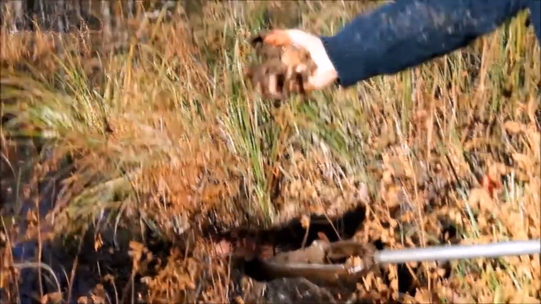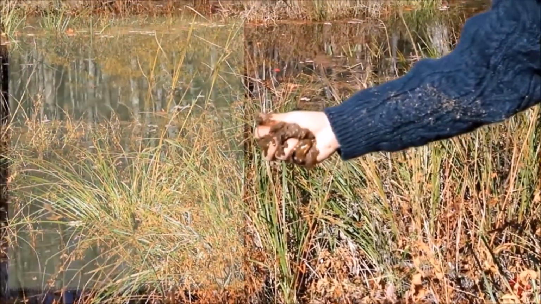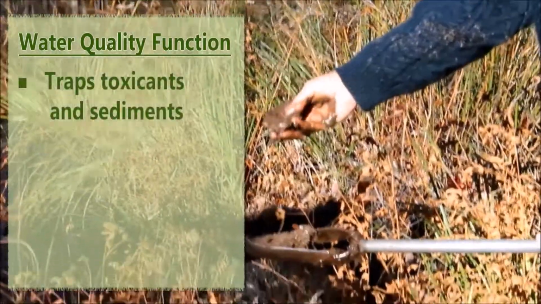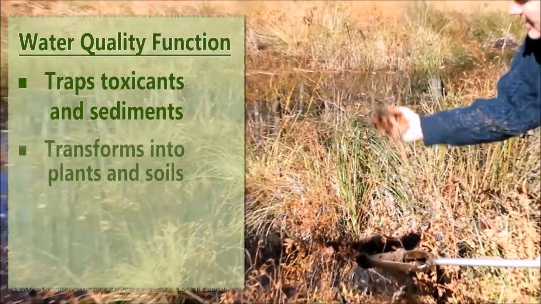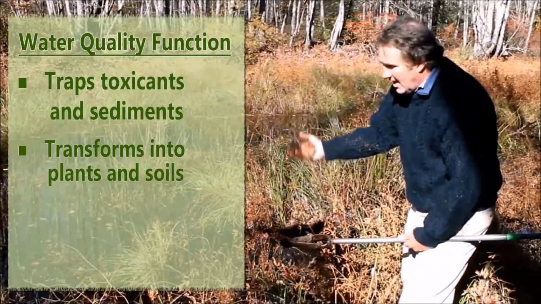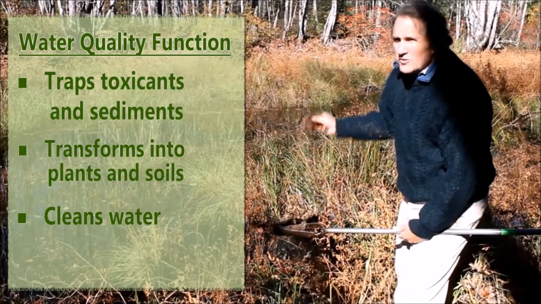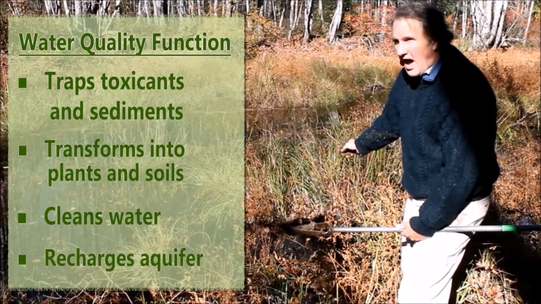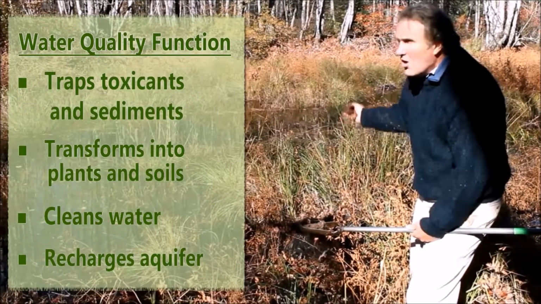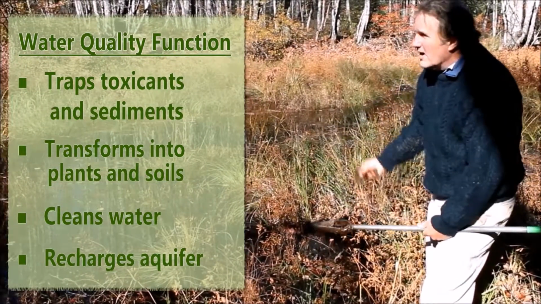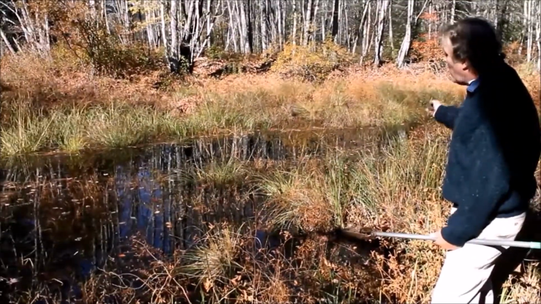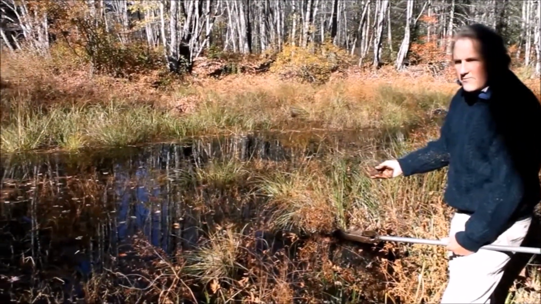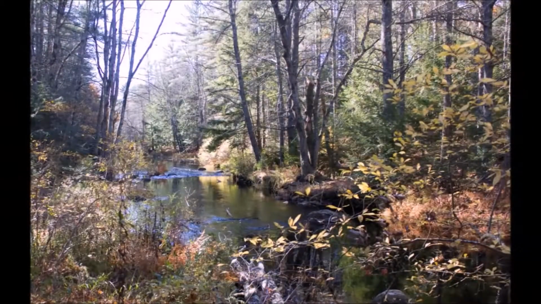And this organic content and the fine sediments trap toxicants and other sediments in the water column and incorporate them into the vegetation and clean the water before it's either recharged into the aquifer along the river floodplain or released into the main river, keeping the river water quality higher. These are critical wetlands to water quality function and the surrounding land here that drains into the river.